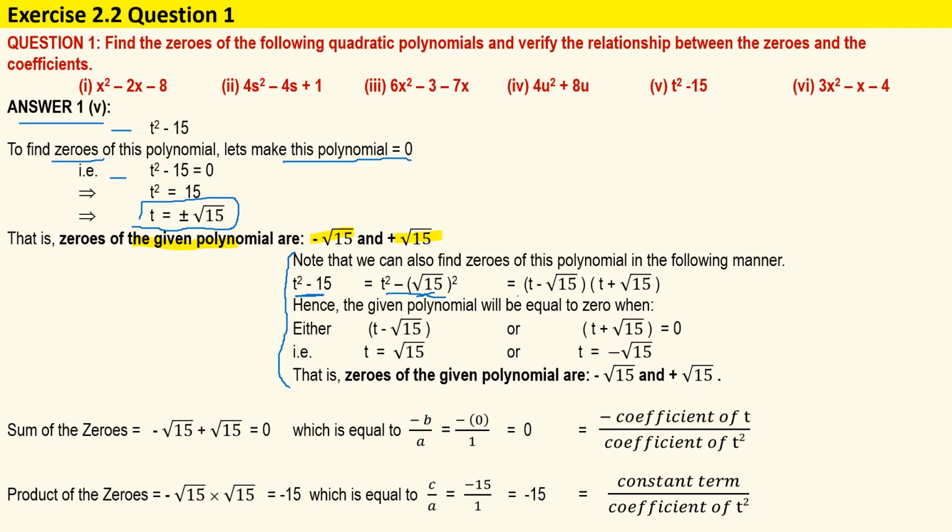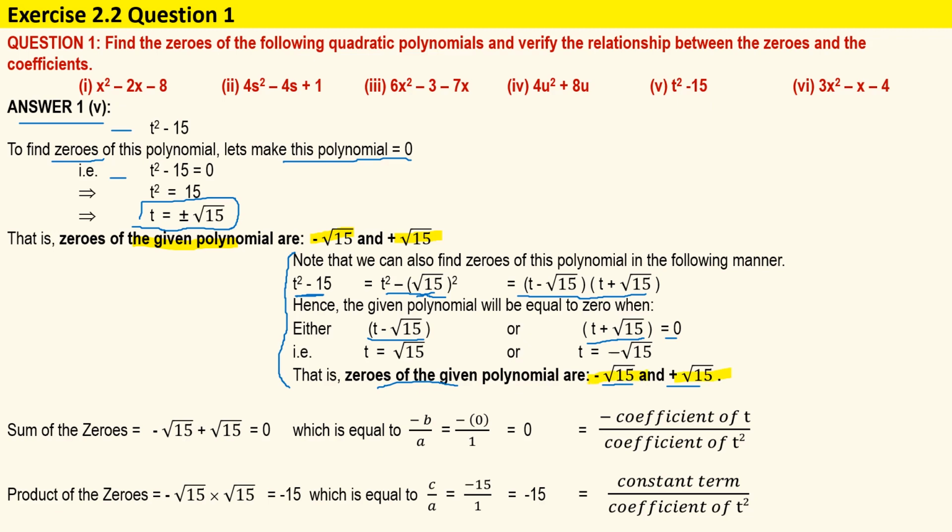So this entire given polynomial will be equal to t minus square root of 15 times t plus square root of 15. So comparing or trying to get the zeros, we get that t minus square root of 15 will be equal to 0, or t plus square root of 15 will be equal to 0. Then by doing this comparison, we get that the zeros of the given polynomial are minus square root of 15 and plus square root of 15. So we have found the zeros of the polynomial as minus square root of 15 or plus square root of 15.